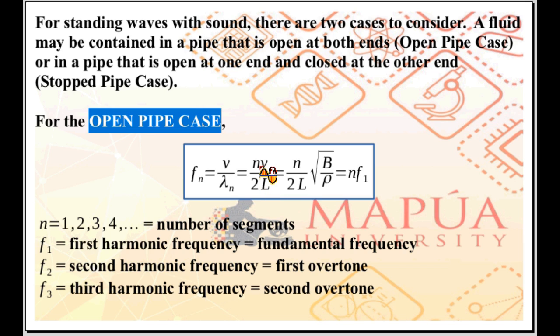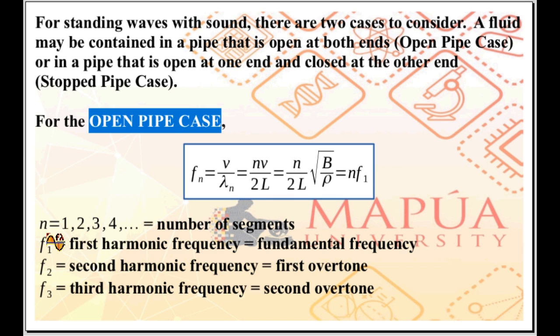v is speed of sound in a fluid medium. We know the equation for speed of sound in a fluid medium. v is equal to square root of bulk modulus over volume density. Thus, Fn is equal to n over 2L square root of bulk modulus over volume density. And nv over 2L may be written down as nf1.